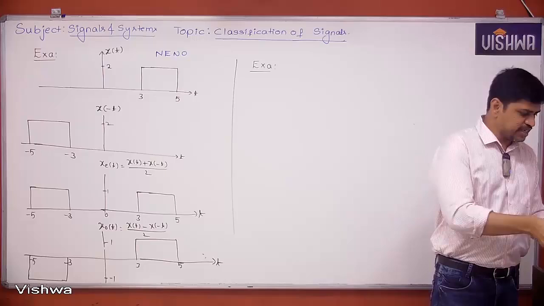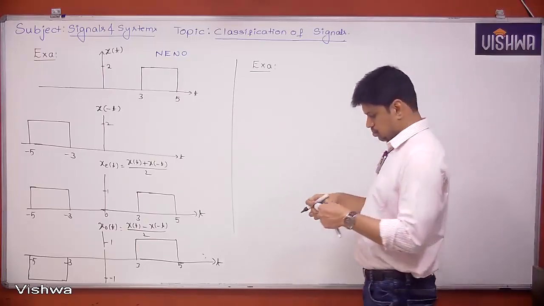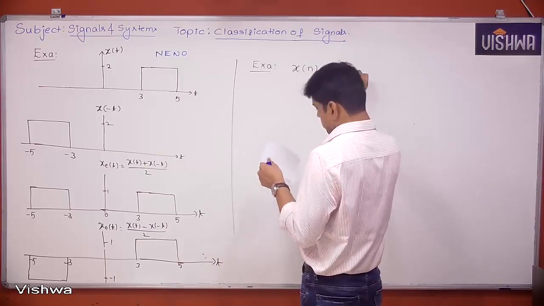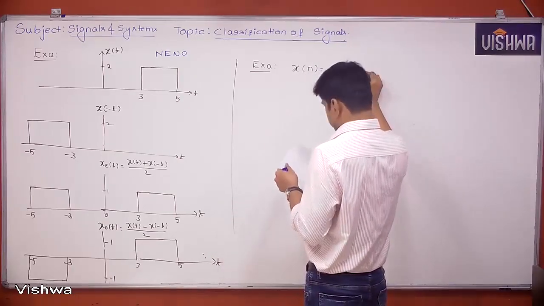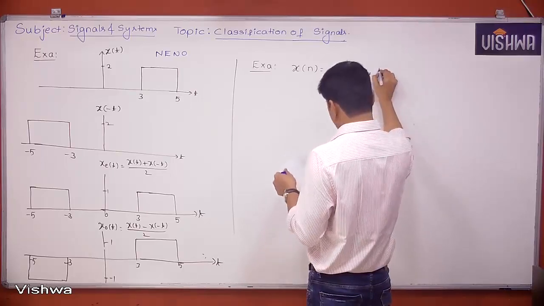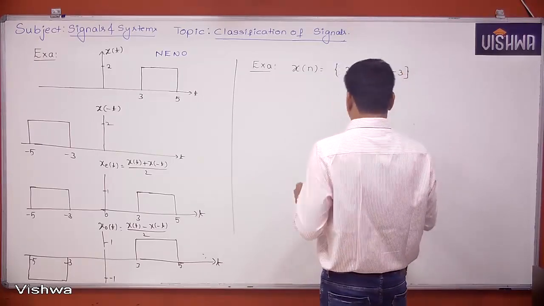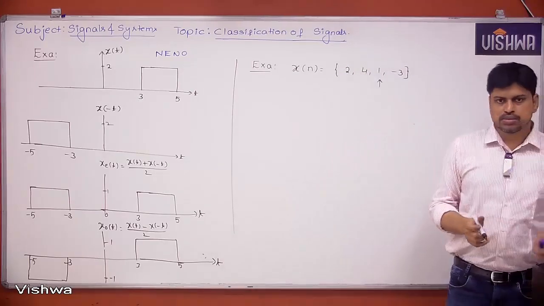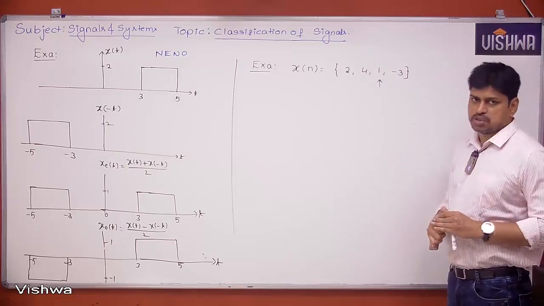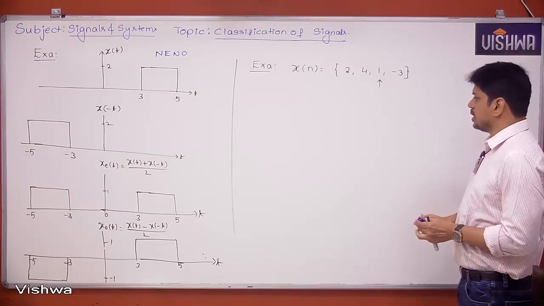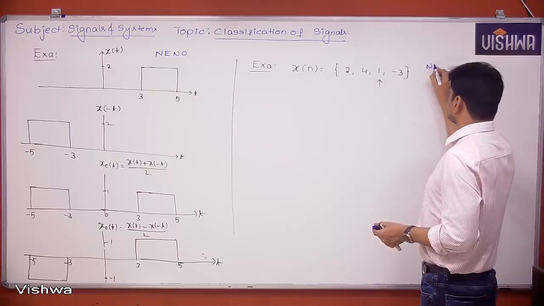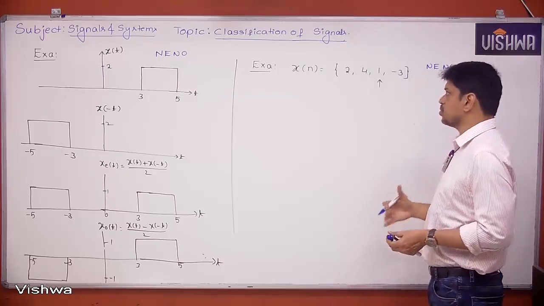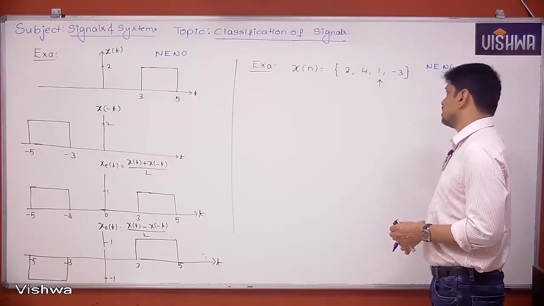Let's say a discrete time signal is given like this: x of n is equal to 2, 4, 1, minus 3, with the arrow given here. Is it an even signal? No. Is it an odd signal? No. It is also a neither even nor odd signal in the discrete time case, because if you fold it, you are not going to get the same signal, or the minus of the given signal. So it is a neither even nor odd signal.